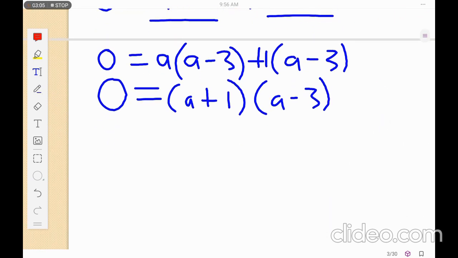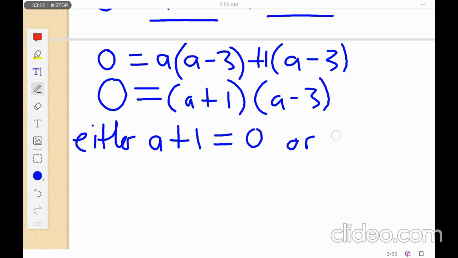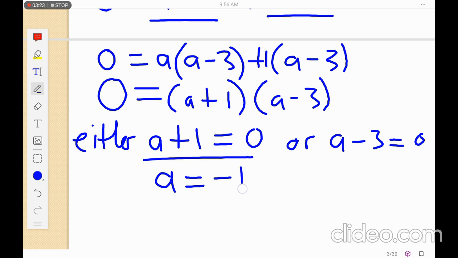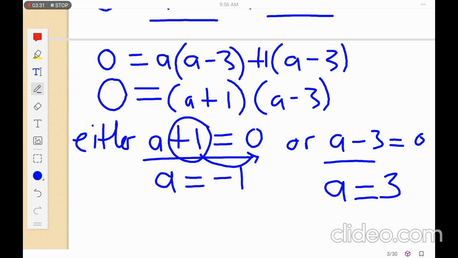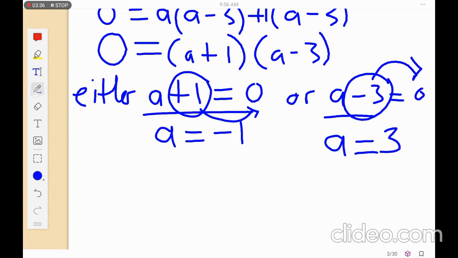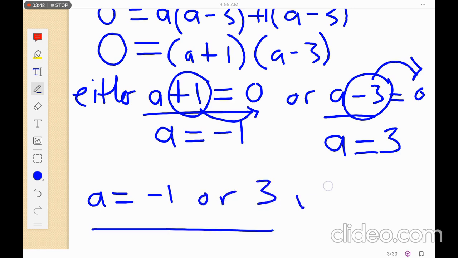When I do this, I can take either a plus 1 is equal to 0 or a minus 3 is equal to 0. So you can now solve for these two. When I solve for this one, I'll have a is equal to minus 1. I'm simply taking this one to this side. Then for this one, I have a as equal to 3, since I've taken this one to this side and it becomes positive. So our values for a are minus 1 or 3. That's how we solve this one.